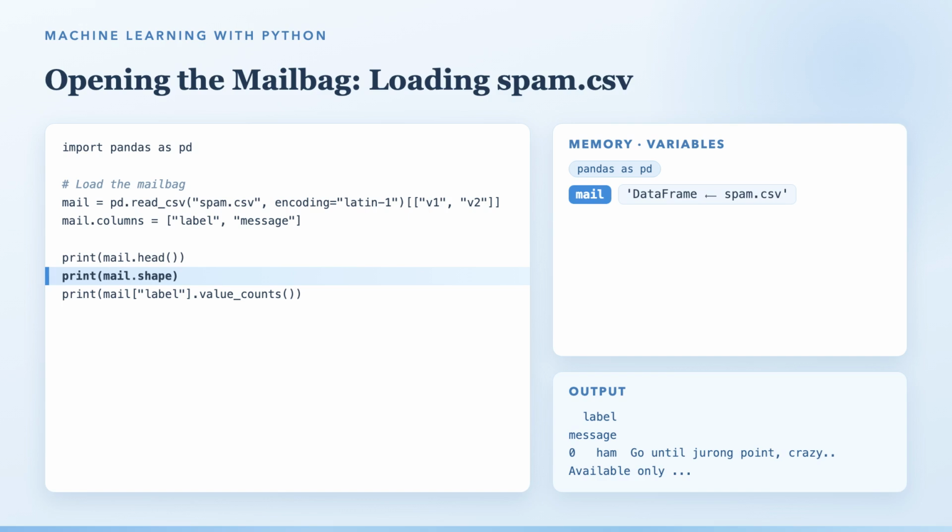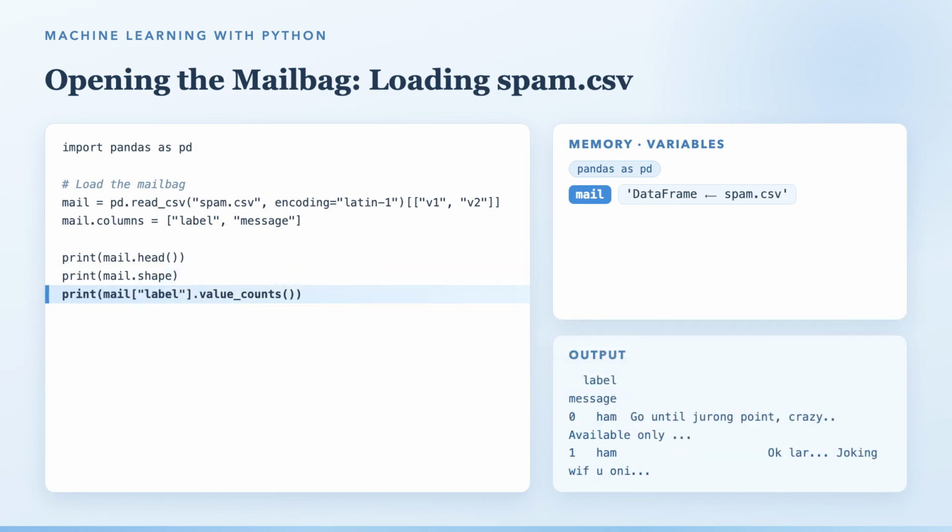Now 3 quiet prints. mail.head shows the first 5 rows of the ledger. mail.shape tells us the size. 5,572 rows, and 2 columns. And mail label value counts each kind. 4,825 ham, 747 spam. Our mailbag is open.